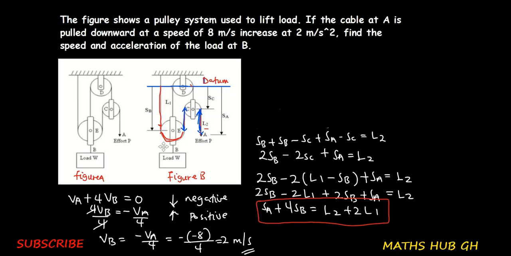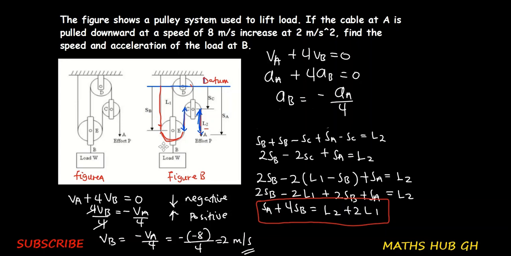Now to find the acceleration, we are going to continue from the velocity equation we derived, which is VA plus 4VB equals 0. When you differentiate this with respect to time, you're going to have AA plus 4AB equals 0. So you're going to make AB the subject. You're going to have AB equals minus AA over 4. And since the cable was pulled downwards, this value here will be negated. So you're going to have minus minus 2 divided by 4, and this will give us half, which will be 0.5 meters per second squared. So this will be our answer.